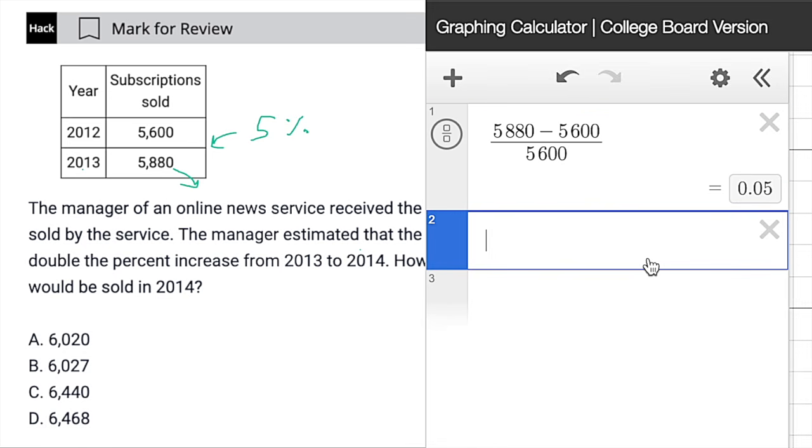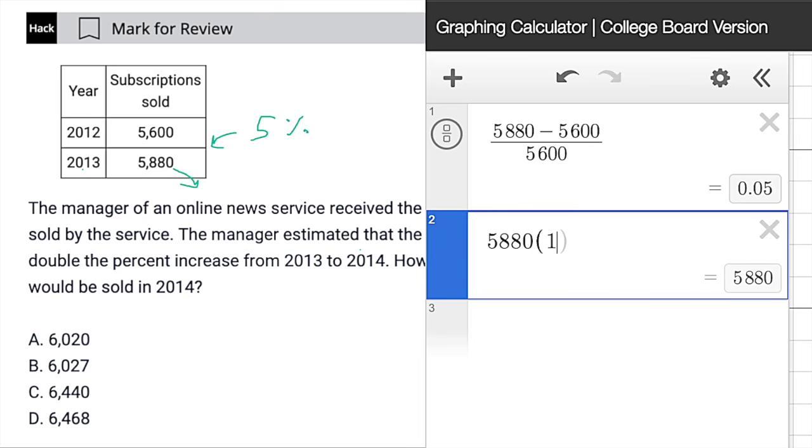And we want to take our number 5880 and increase it by, that's right, 2.5%, or 1.025. Going back to how we add percentages, right? So our answer there is going to be 6027, which is choice B here.